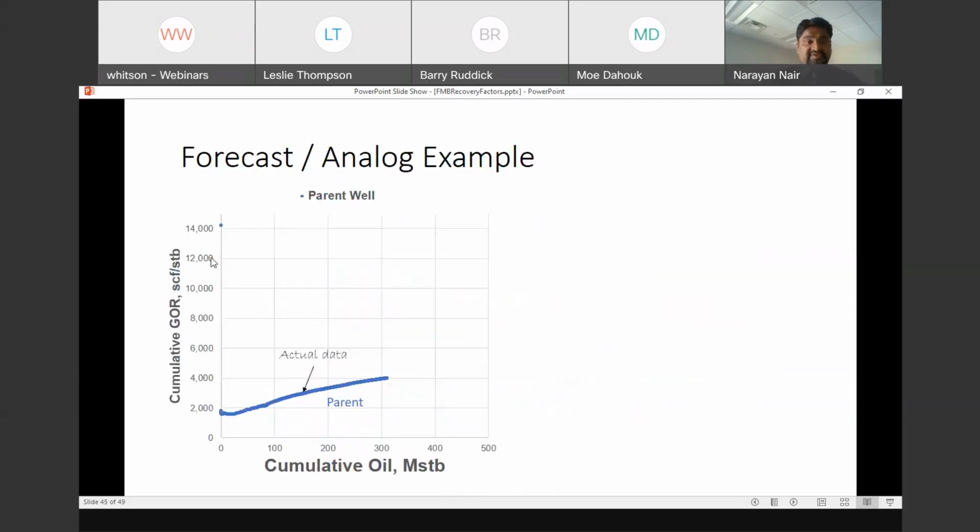So here's the cumulative GOR on the y-axis, cumulative oil on the x-axis, and what's displayed here is the actual data. So imagine you have a parent well that's fully unbounded. And here's a forecast that's constructed. And the abandonment average reservoir pressure, the abandonment cumulative ratio is displayed right here. Here's the ultimate recovery for oil that's associated with that forecast. So here's a parent type curve.